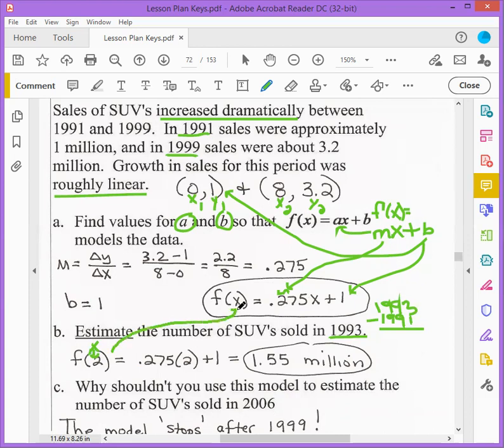So everywhere we see x, we're going to substitute 2. We have f of 2 equals 0.275 times 2 plus 1. And we get approximately 1.55 million SUVs that are sold in 1993.